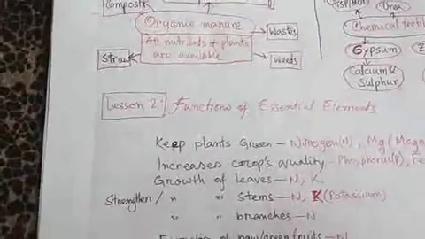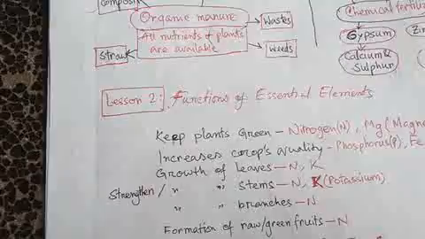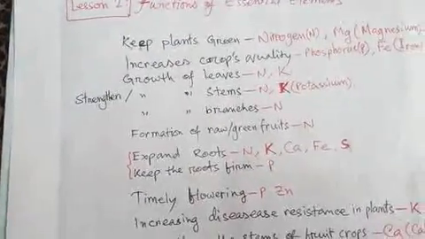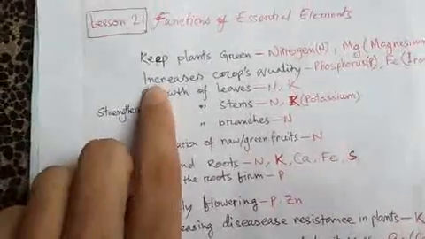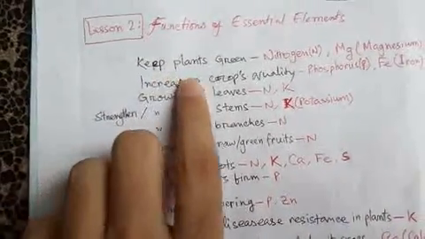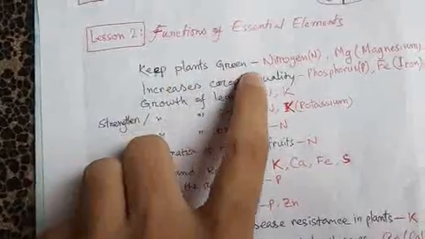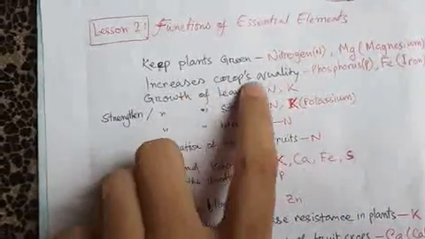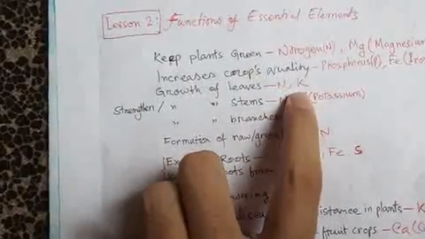Okay, let's talk about the important thing in lesson 2, that is functions of essential elements. These things you need to learn, you need to memorize more. There's no other alternative. But at first you have to understand: helping keep plants green, the elements are nitrogen, magnesium. Increases crop quality, phosphorus, iron. Growth of leaves, nitrogen and potassium.